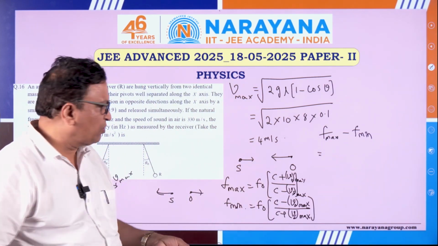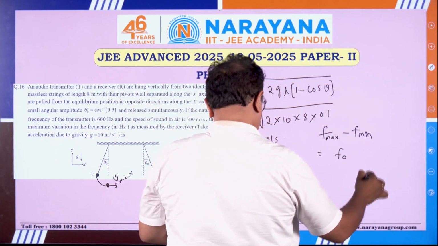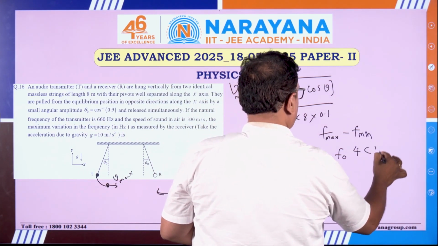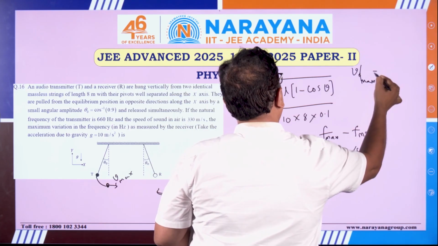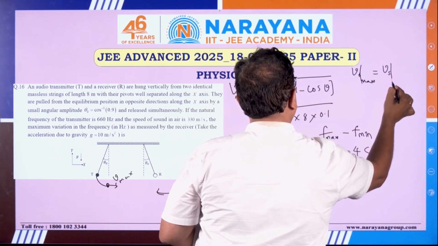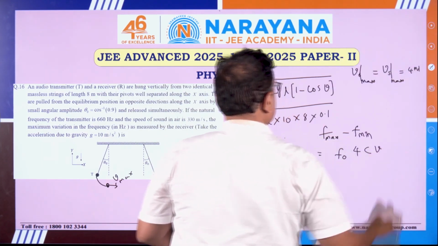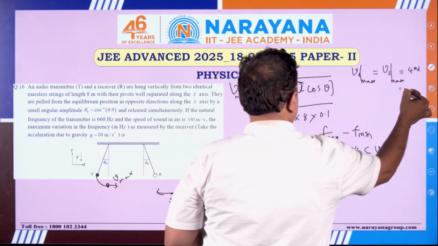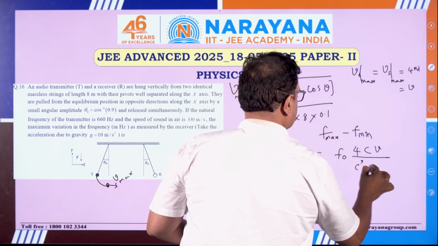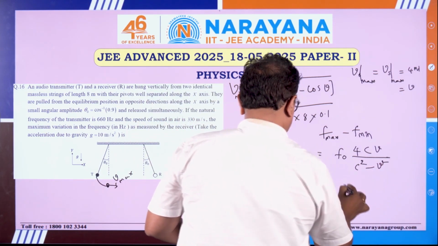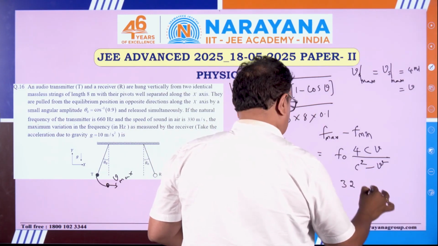Just do the calculation. Laborious calculation undoubtedly, by doing which I got it as F naught times 4C, remembering that V observer max or V source max, anything, is 4 meter per second. I am writing it as some V for convenience, by C square minus V square. So by solving this, I got nearly 32 Hz.